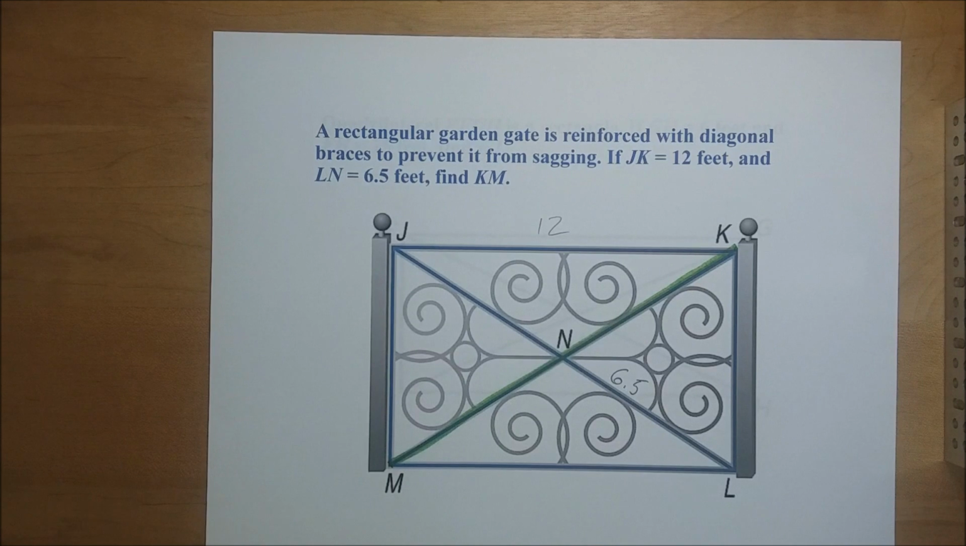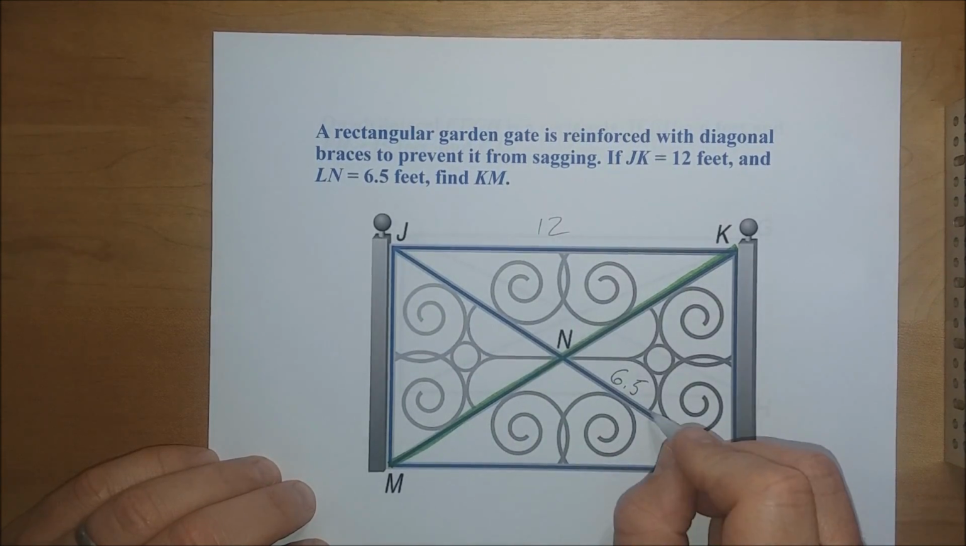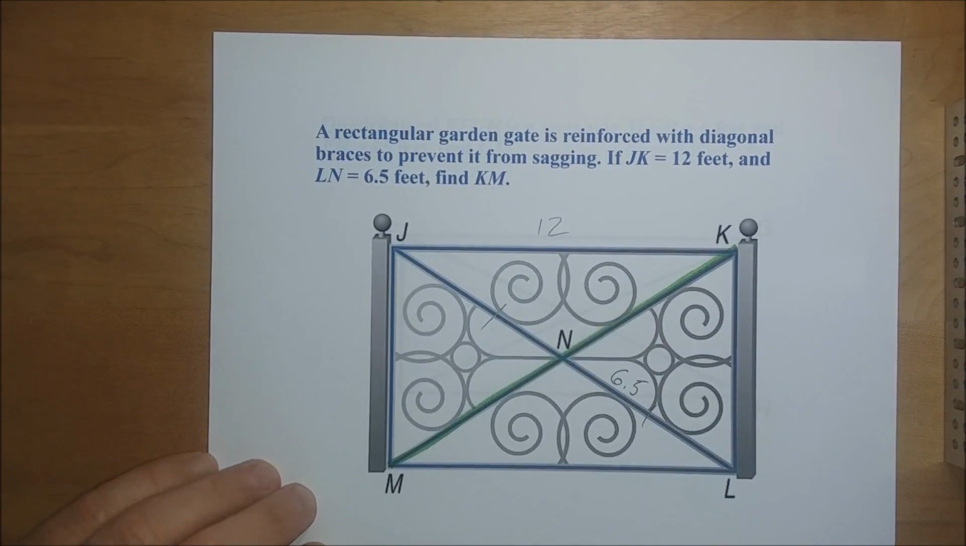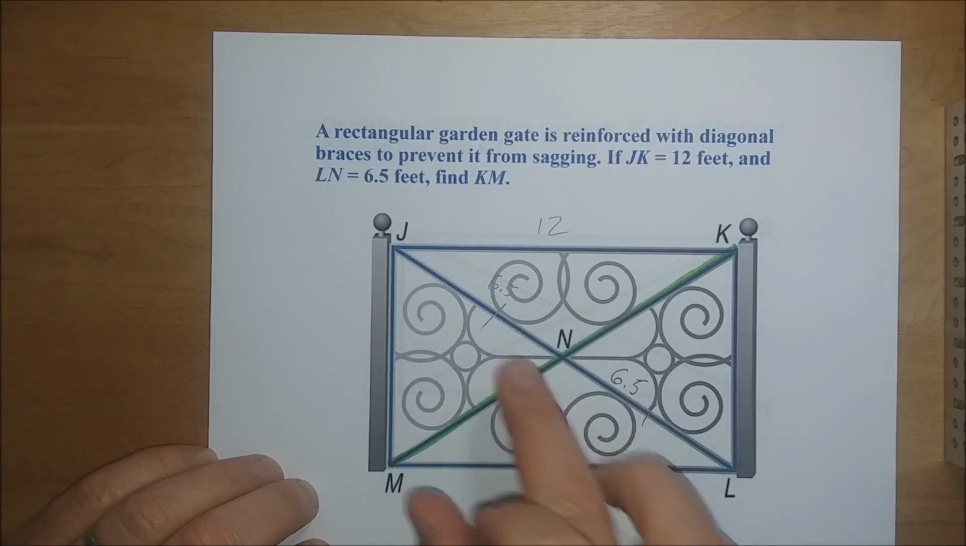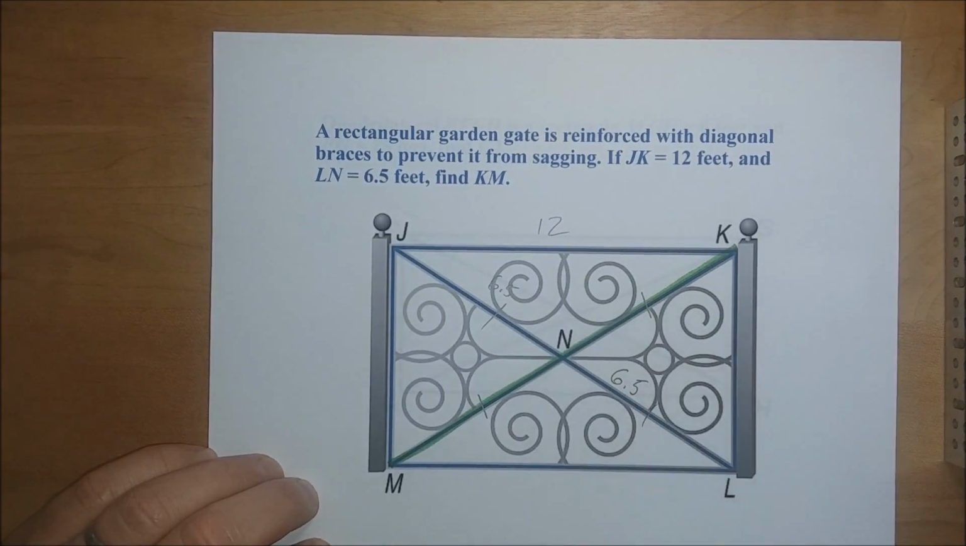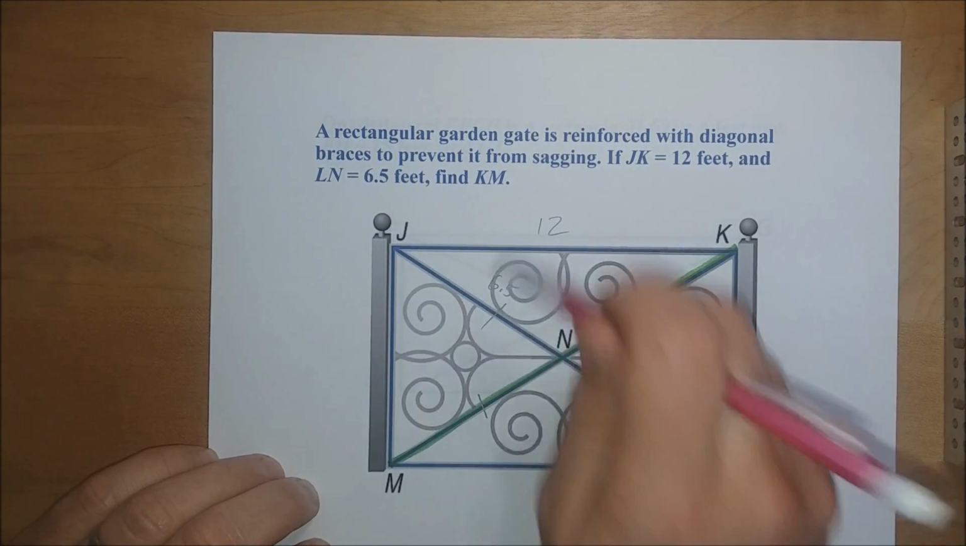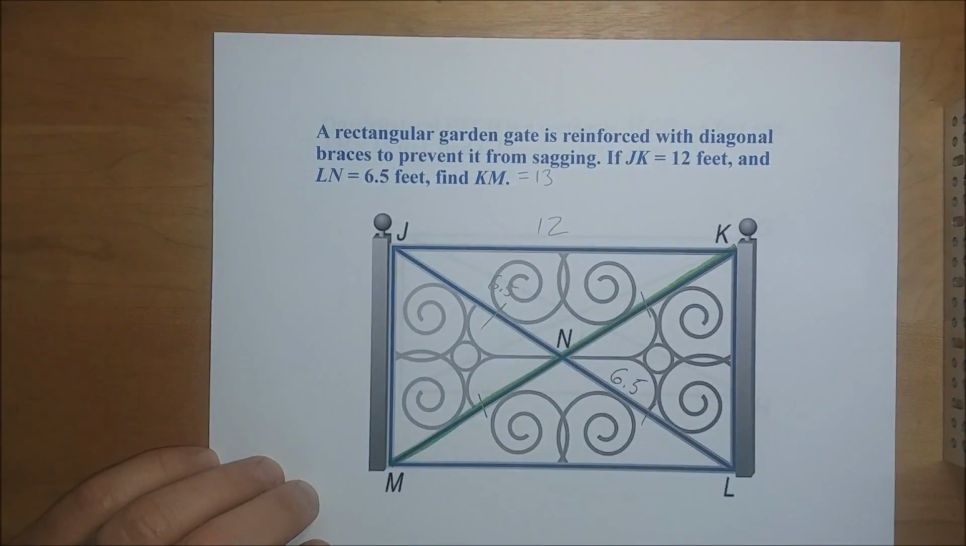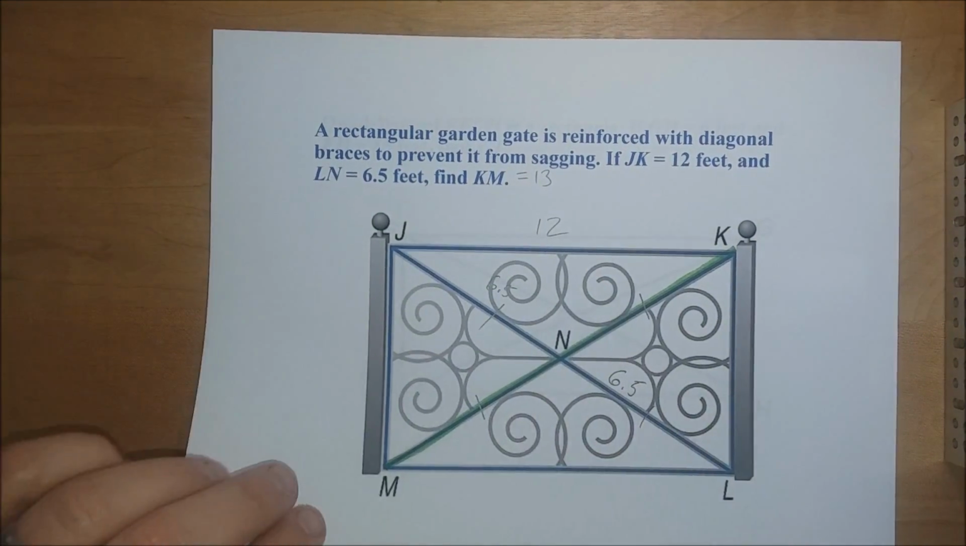Okay. Well, if it's a rectangle, we know that in all parallelograms, the diagonals bisect each other. So these two segments are congruent. But in rectangles, not only do the diagonals bisect each other, but those diagonals are also congruent to one another. So we know these two segments are going to be congruent as well. So if 6.5 and 6.5 gives us a diagonal of 13 here, then we know KM is going to equal 13 as well.